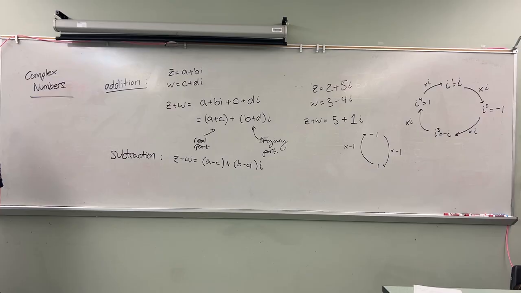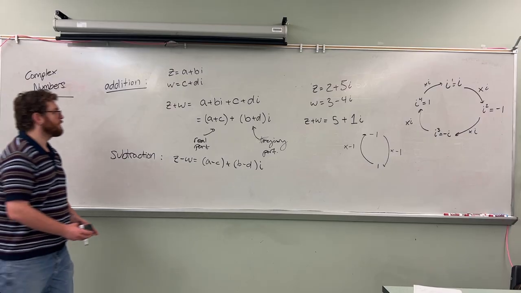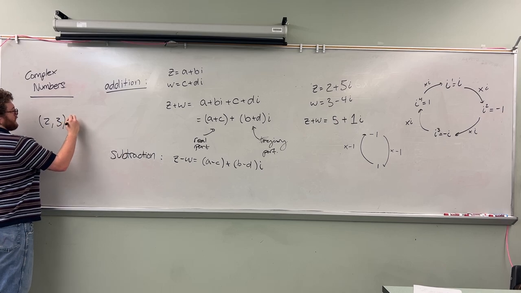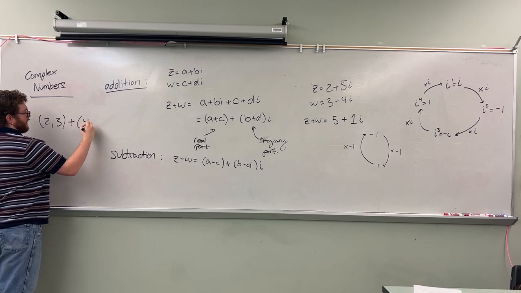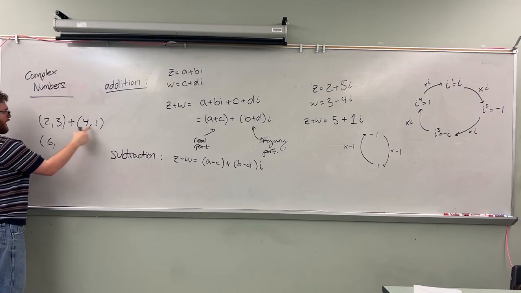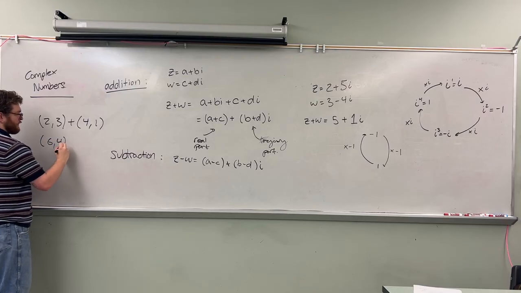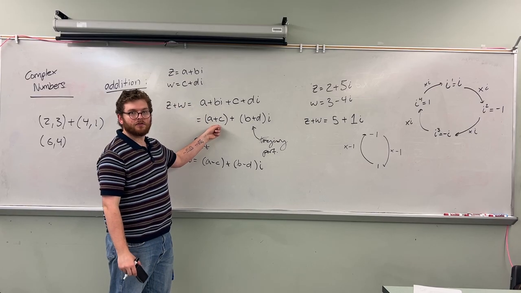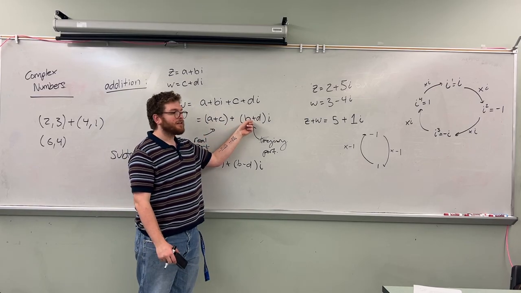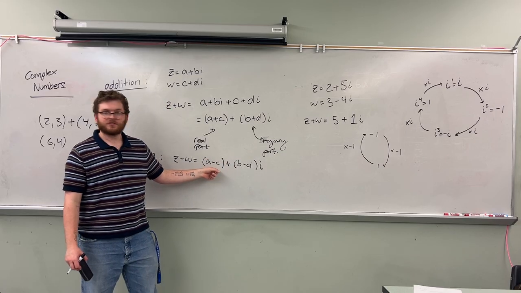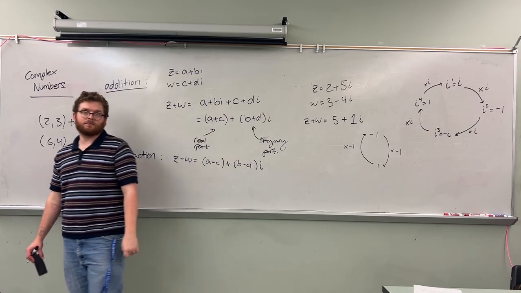It's just like if you're adding coordinate points. If I want to add the points (2, 3) and maybe (4, 1), I add the x parts, and I add the y parts separately. I'm doing the exact same thing here. I'm adding the real parts, and then I'm adding the imaginary parts separately. Subtracting the real parts, and then subtracting the imaginary parts separately.